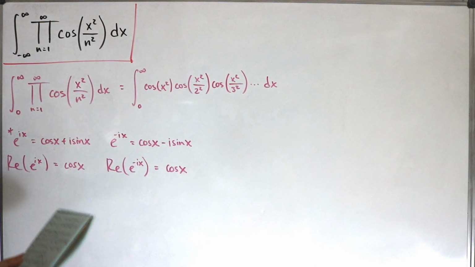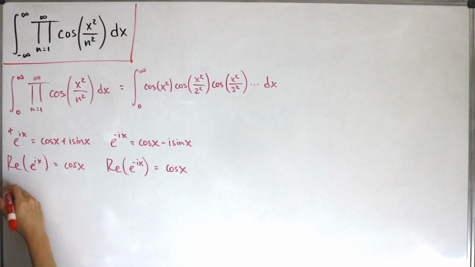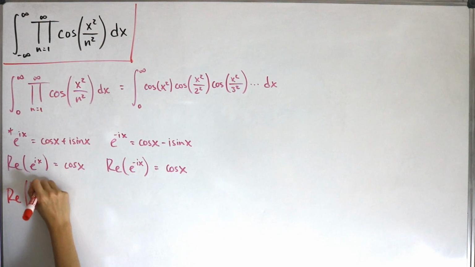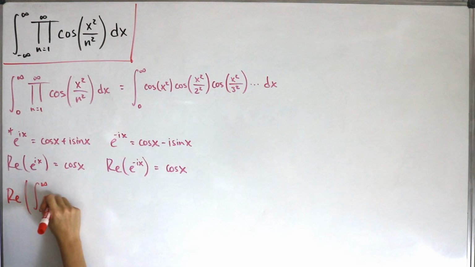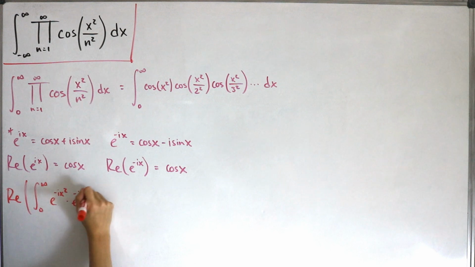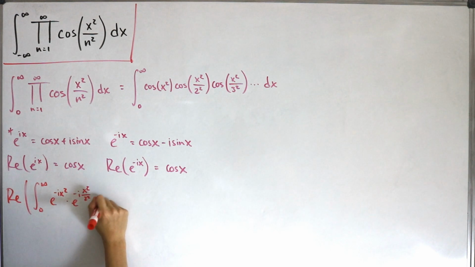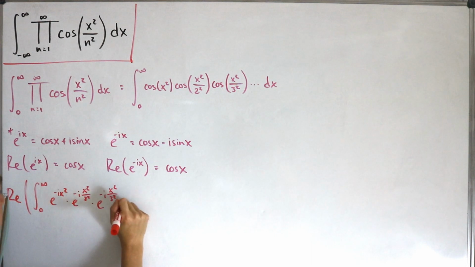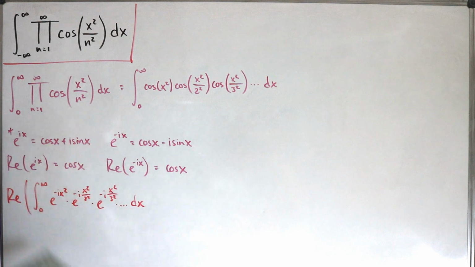So now what we're dealing with so far is just going to equal the real part of our integral from 0 to infinity. And so what we have is going to be e to the power negative ix squared, multiplied by e to the negative i times x squared divided by 2 squared, then times e to the negative i times x squared divided by 3 squared, and so on and so forth, all the way up, ending at dx.